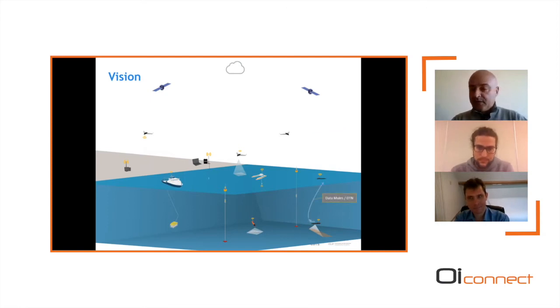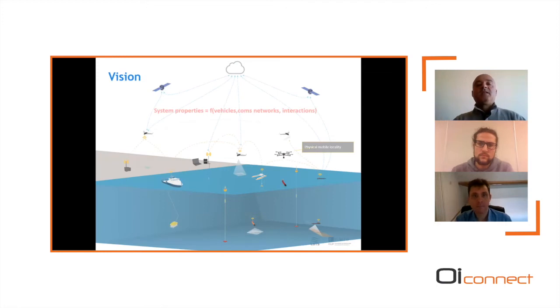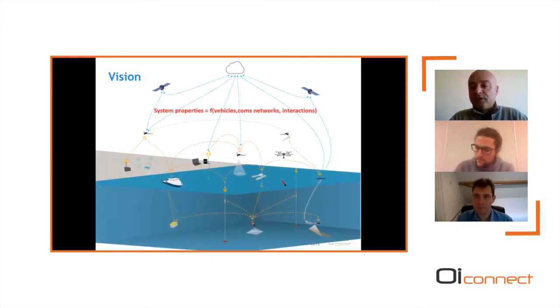Then we also want to use vehicles as data mules when you don't have permanent connectivity between two nodes. There's the issue of distributed computations. There's also the idea of having vehicles capable of launching and recovering other vehicles. But in the end, in our vision, we would like to treat this ensemble of assets as a system that has properties that are a function of the vehicles, a function of the communication networks, and a function of the interactions that you establish over these. So we want the system to have organization-like properties.